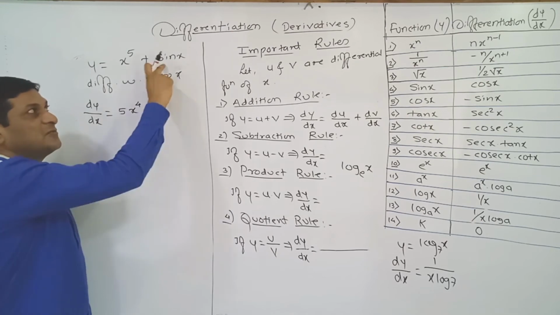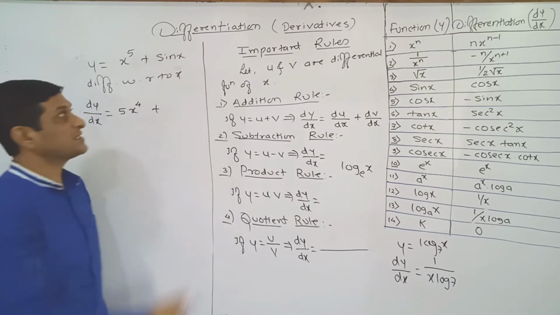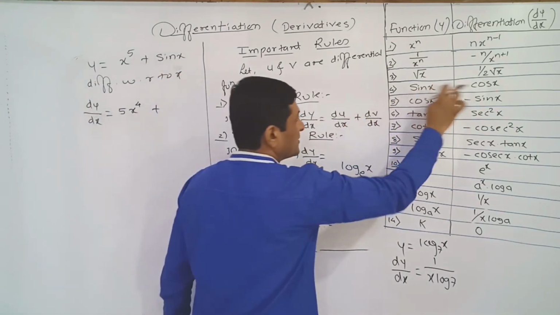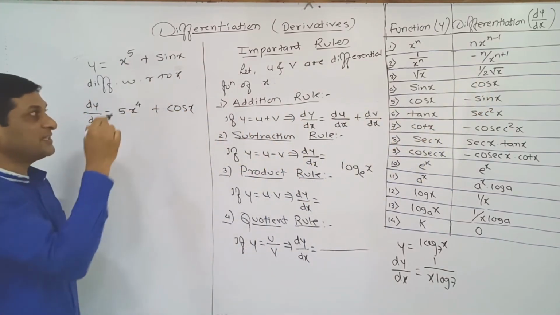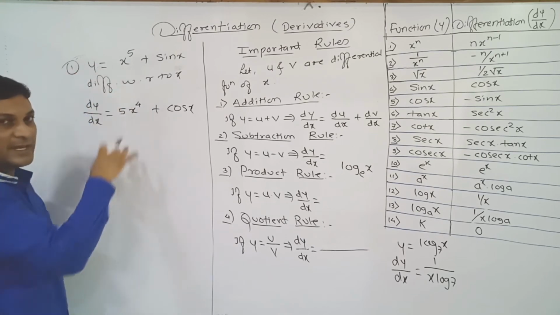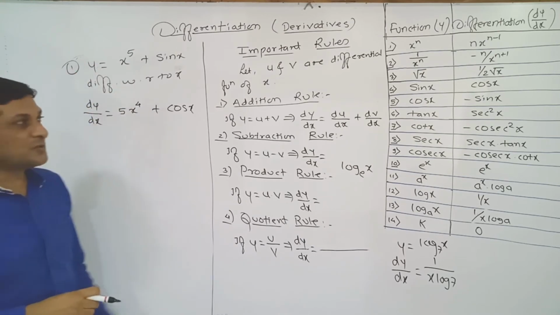Now we are finding the derivative of the second term, meaning the derivative of sin x. What is the derivative of sin x? cos x. So in this way, we are solving the example applying what? Addition rule. Now let us see how to apply the subtraction rule.